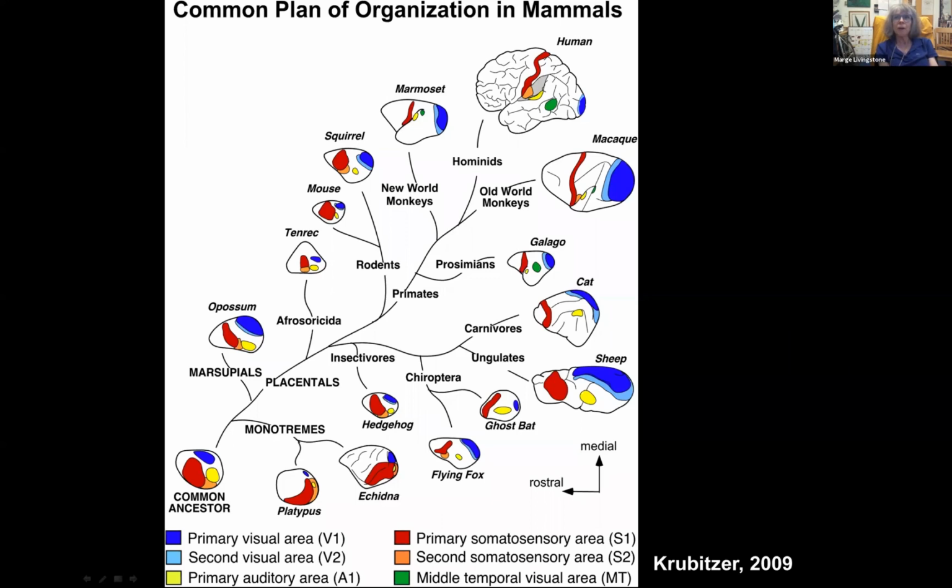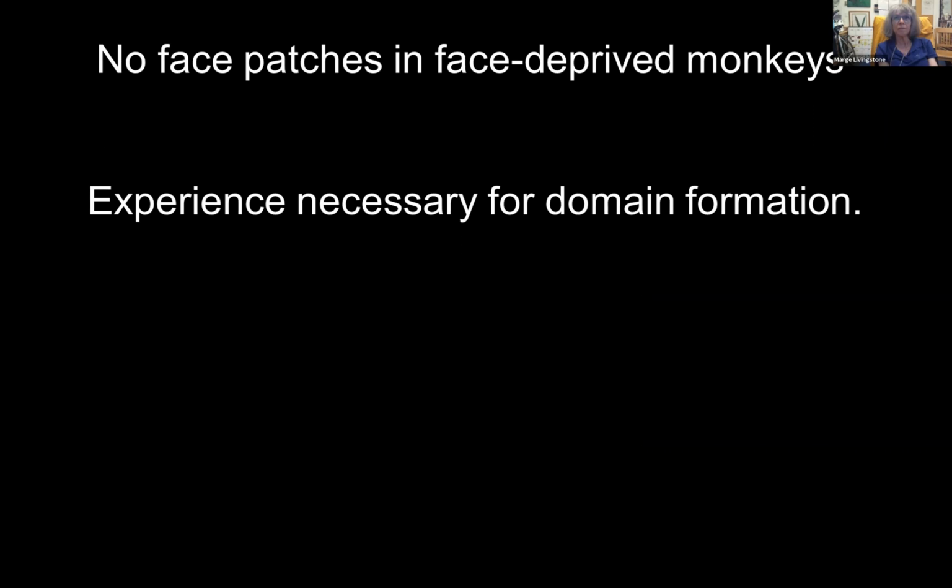Given that we evolved from animals who don't have higher cognitive areas, it seems to me that we ought to be looking for bottom-up explanations rather than top-down.